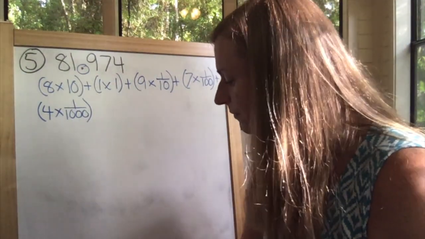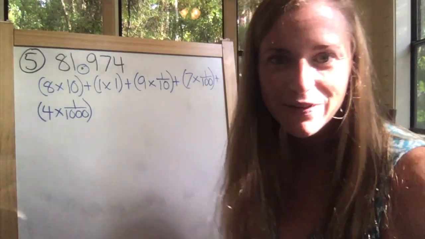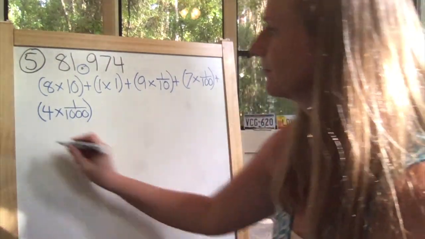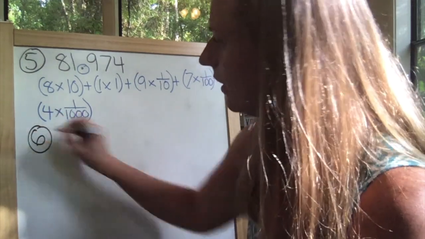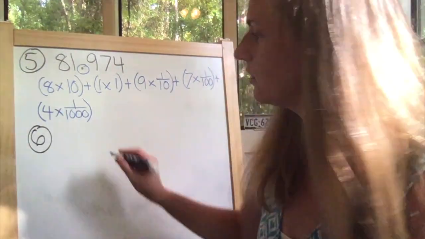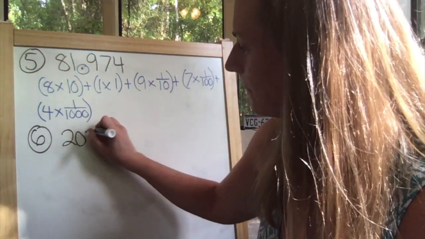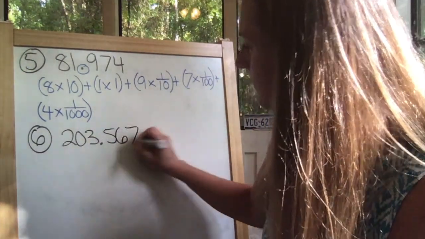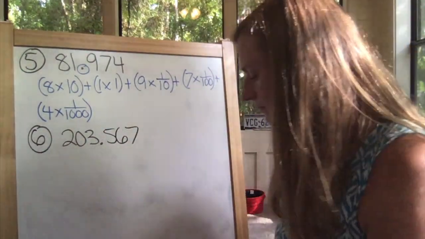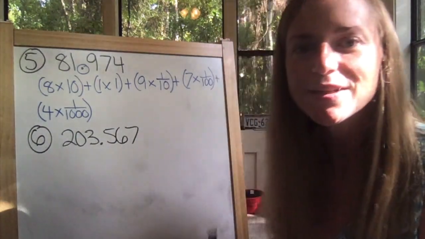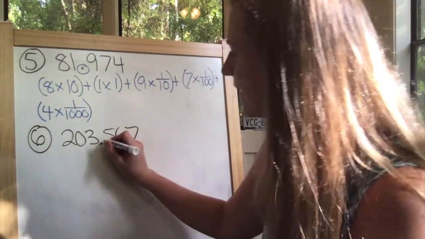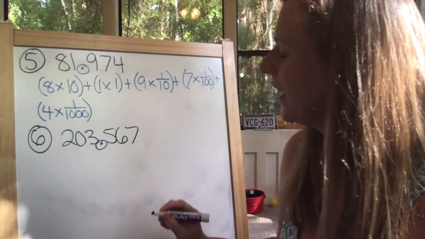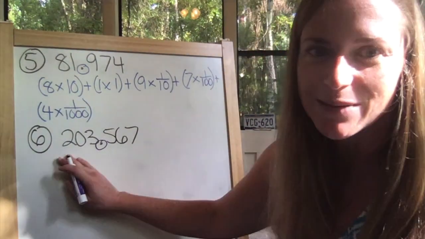Let's do number 6, and you're going to write this one down in your journal. Number 6, it says 203 decimal 567. First things first, let's circle that decimal point. And we're going to start just the same as yesterday.